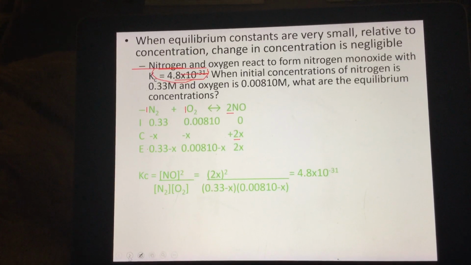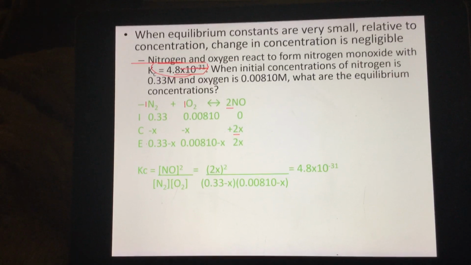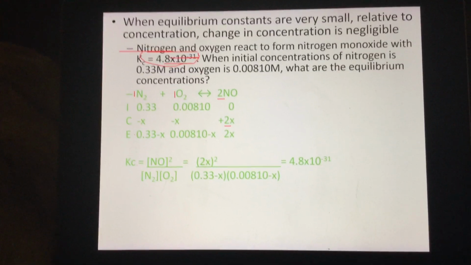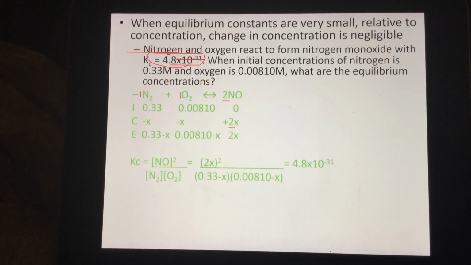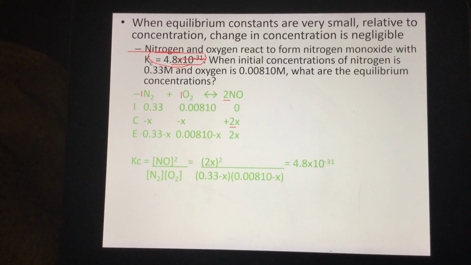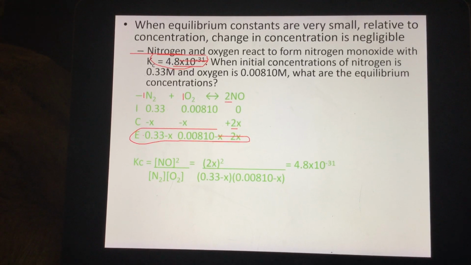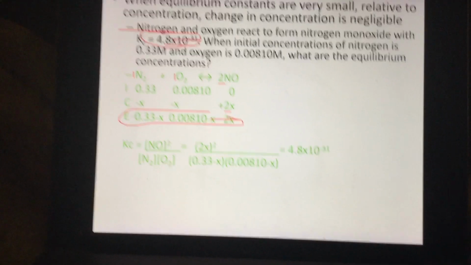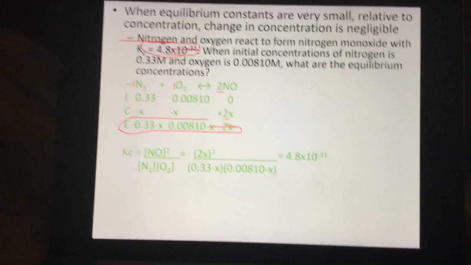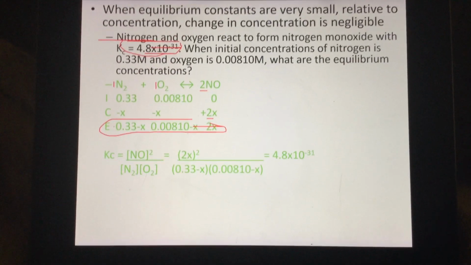So we're going to take those equilibrium values and plug them into our equilibrium expression. So this time we're dealing with concentrations instead of pressure. So we have Kc is equal to NO squared over N2 times O2, and then we plug in our equilibrium values that we got right here. So again, we have 2x squared over 0.33 minus x times 0.00810 minus x, and that is equal to 4.8 times 10 to the negative 31.